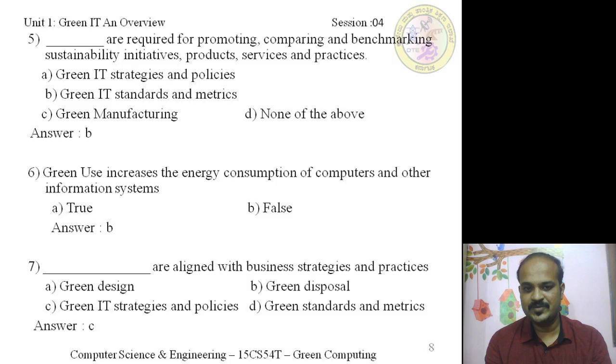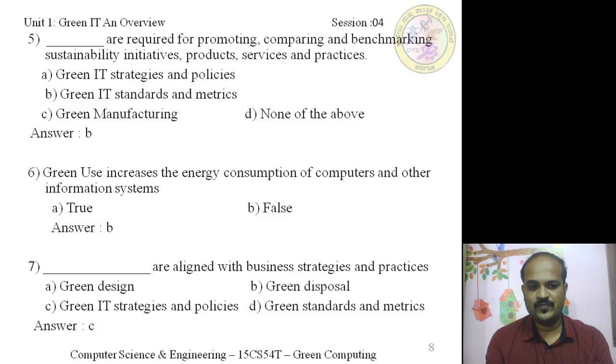Next, sixth one, green use increases the energy consumption of computers and other information systems. The sentence given here is actually false because green use actually decreases the energy consumption of computers and other information systems. So the false option is mentioned in option B. That's why the correct answer is B.